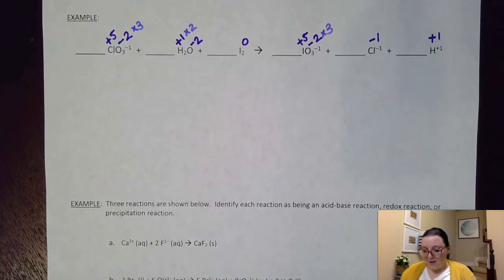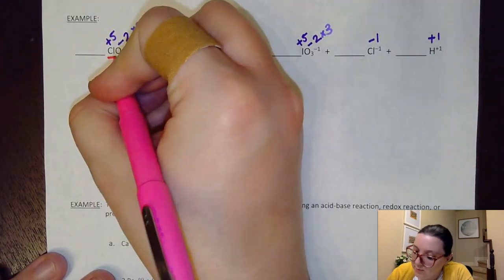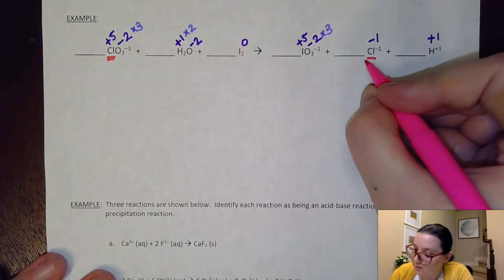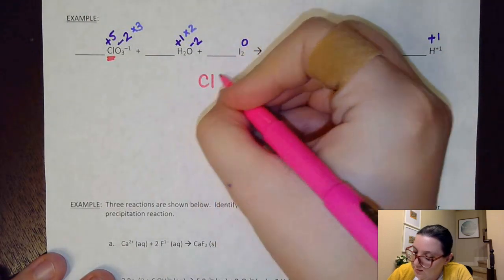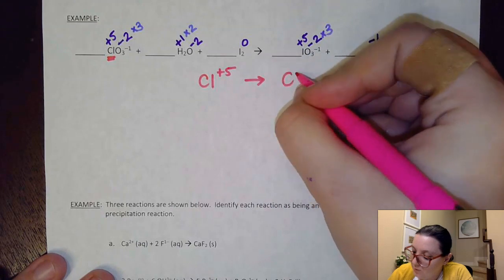All right, so now let's look and see what changed from side to side. I noticed that chlorine went from being a +5 down to a -1. So Cl +5 down to Cl -1.